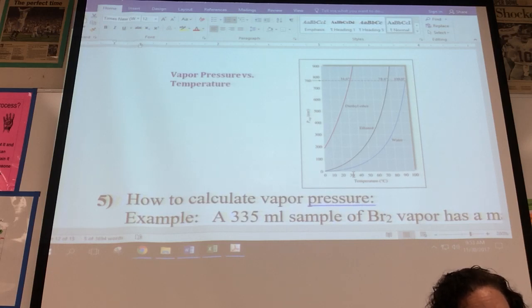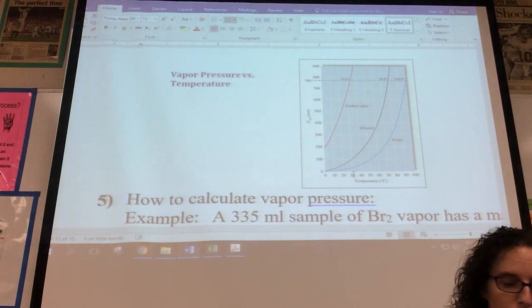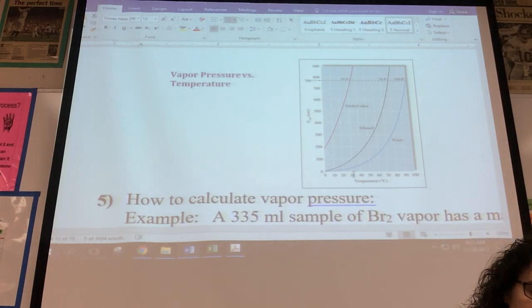So you have to break all those IMFs to boil. So because water has stronger IMFs, fewer particles will be in the gaseous state, thus exerting lower vapor pressure, because if you consider PV equals nRT, I'm going to flip the screen.